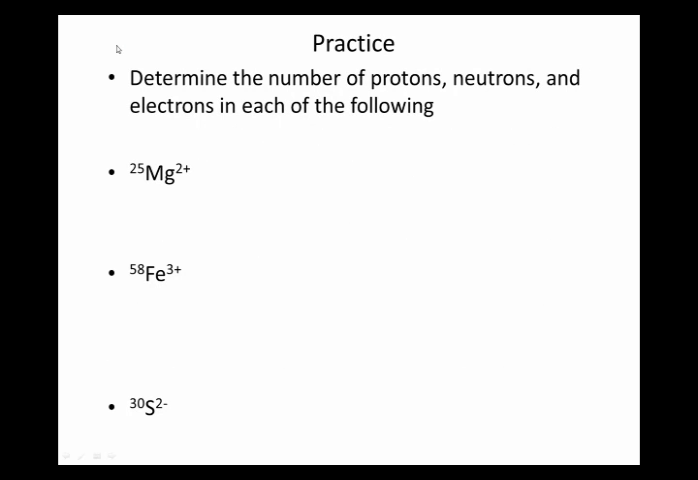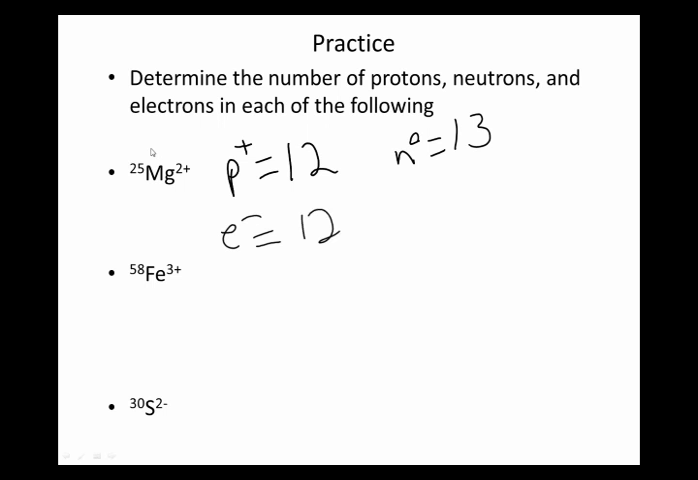Okay, so try this, and then I'll come back. So pause it and try this, and just determine the number of protons, neutrons, and electrons. Okay, so hopefully you're ready. Magnesium, we can look on the periodic table and see that it has 12 protons. Neutrons are easy, just take 25 minus 12, and that's 13, right? And then, normally it would have 12 electrons, but that's not what's happening here.